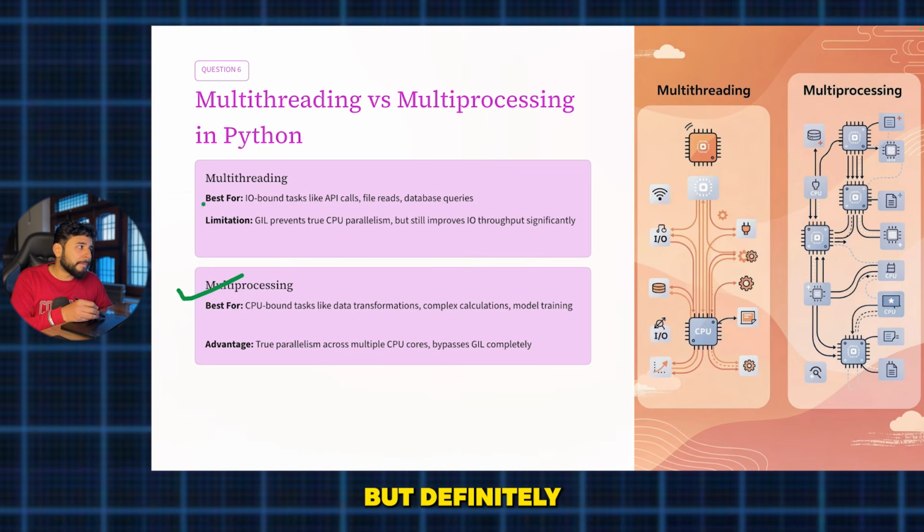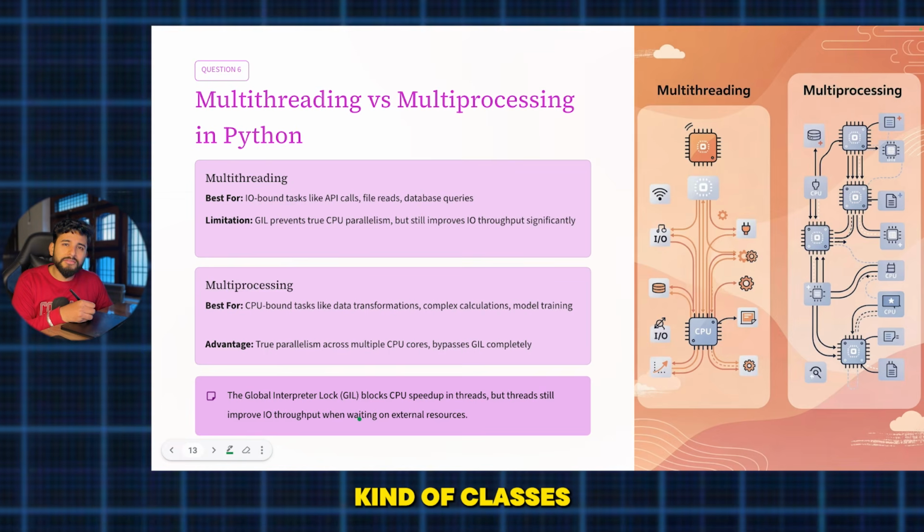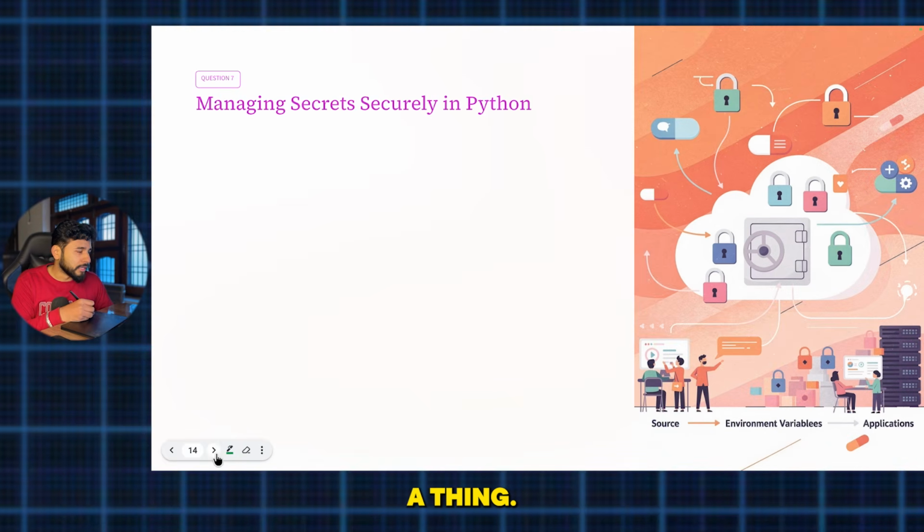It is better, but thread pools are also available to use in Python. Thread pool is one of the concepts we can talk about, and it is very, very important whenever you talk about parallelism. The global interpreter lock blocks CPU parallelism whenever we talk about multi-threading. Okay, that is also a thing.